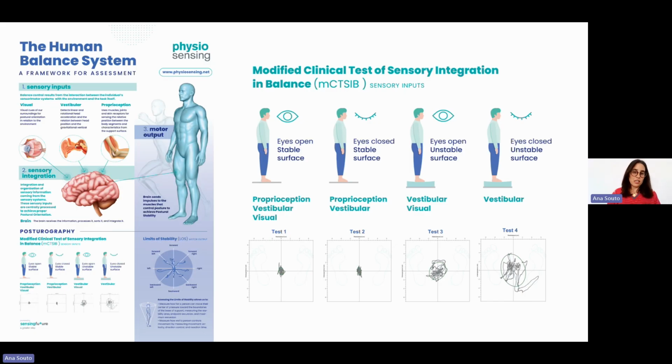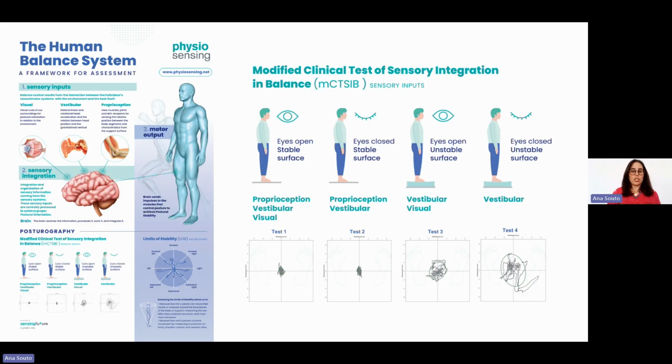On the second condition, we maintain the stable surface, but we ask the patient to close the eyes. So here we are removing the visual information from the equation, and we are left with the proprioceptive and the vestibular information to work with.